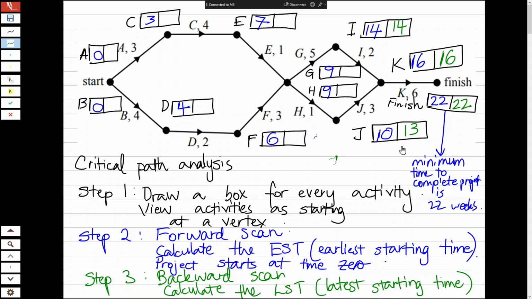With activity J, we've discovered something. Activity J can be delayed by up to 3 weeks, and I can still finish the whole project on time. Why? Because we're waiting for activity I to finish. Activity J will finish before I, so I have some time that I can wait. Let's keep working backwards. Activity J, the latest I can start it is time 13.